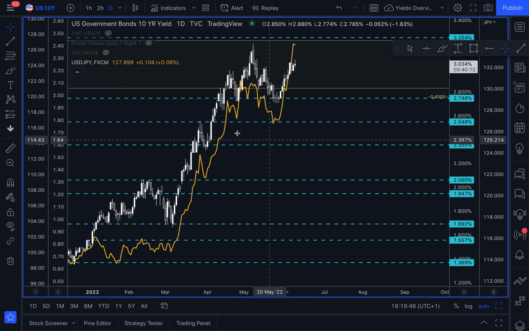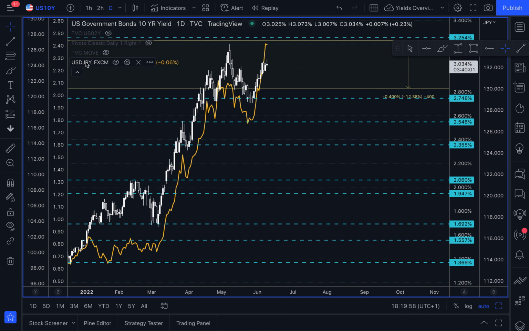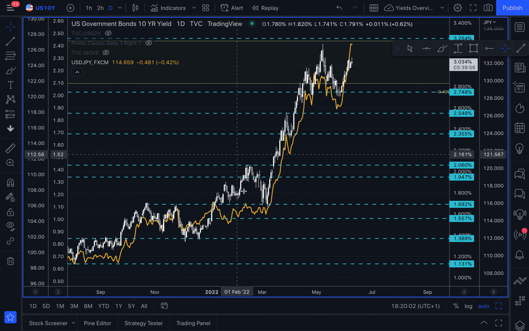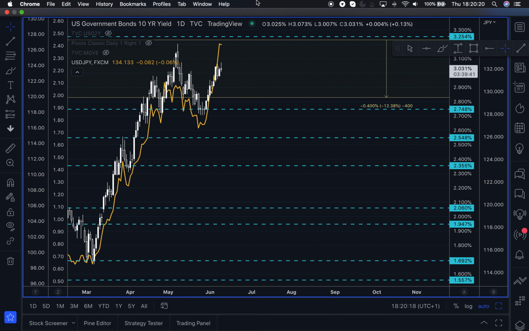Now, that can result in a fall in the US 10-year yields, and that tends to drag the US dollar Japanese yen lower too. Do you see here, the US 10-year yields is the candlestick chart, and the US dollar Japanese yen is the yellow line. And you see how yields lead the US dollar Japanese yen higher. So a move higher or lower in yields is important for the price of the US dollar Japanese yen. So a fall in US 10-year yields would typically result in a fall in the US dollar Japanese yen.